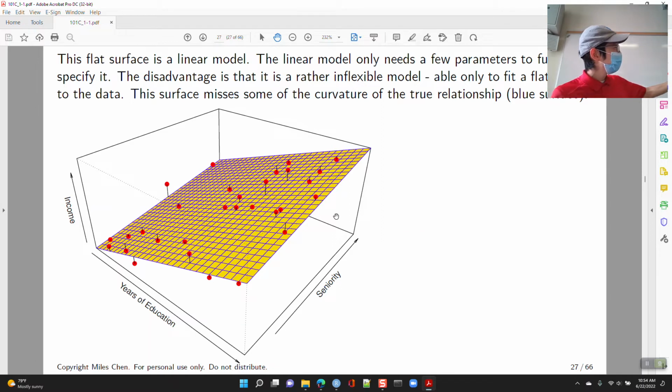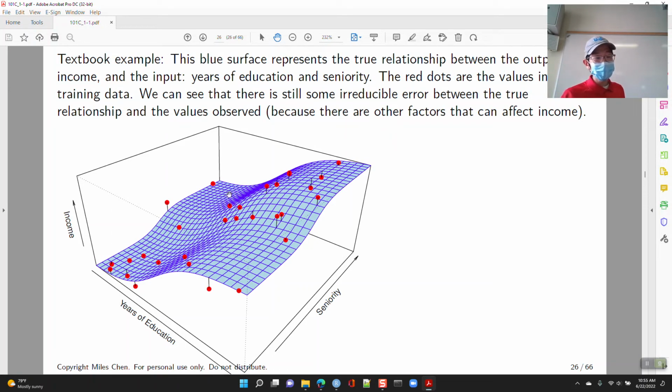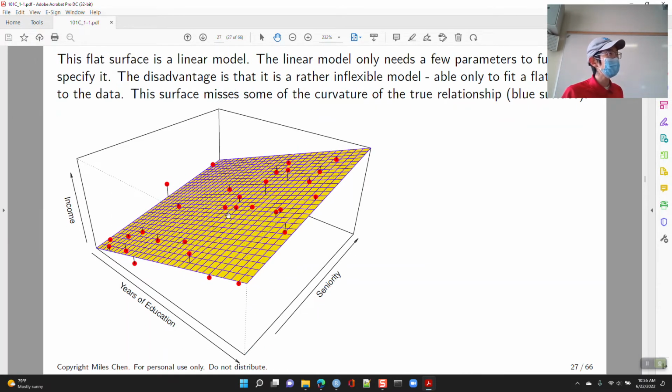Here is a linear model that says there's a linear relationship between seniority and income, and years of education and income. And so we're fitting basically a plane here. Overall, we get the general shape right, in terms of down here is low and up here is high, and this is somewhere in between. But we lose a lot of the nuance of this shape by fitting a simplified model, okay? So this is what we would call an inflexible model, and so we miss the curvature and things like that.